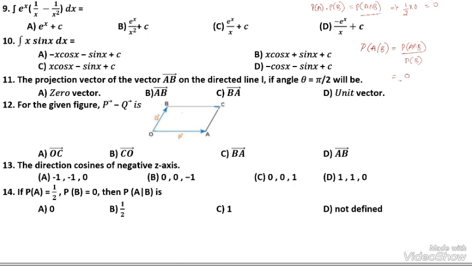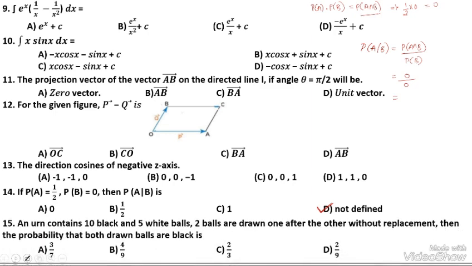I can apply here. Again, what is the probability of B? They have given probability of 0. That is, probability of A on B is 0 by 0 form, which is not defined. Therefore, option B is correct. The probability is not defined. Next, question number 15.